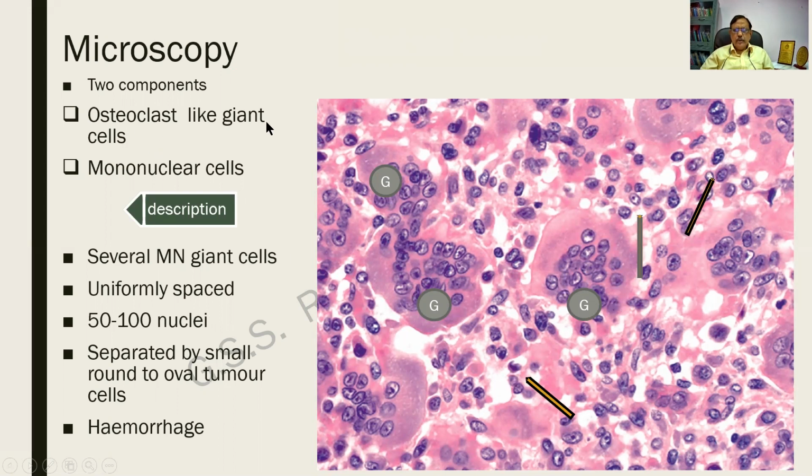So there are multiple osteoclast-like giant cells, which have about 50 to 100 nuclei. And the giant cells will be almost equally spaced. You take any part of the slide, it will appear more or less similar. They are uniformly spaced, and they are separated by small round to oval tumor cells. Hemorrhage might be there, but other findings are non-specific. So again, I repeat, multiple osteoclast-like giant cells which are equally spaced, separated by small round to oval tumor cells.